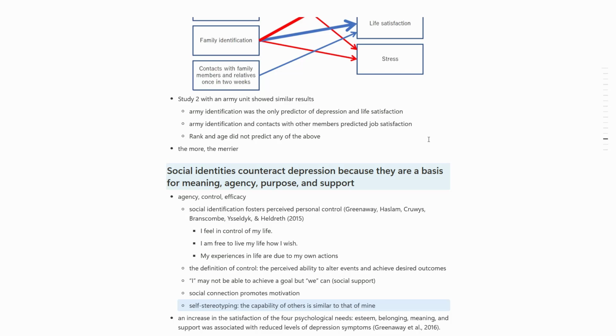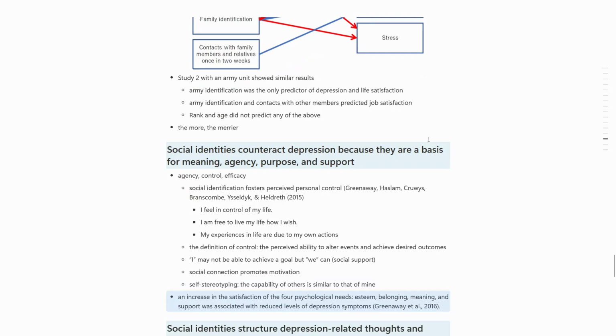So through this kind of cognitive process, social identities can increase agency, and an increase in the satisfaction of the four psychological needs, such as esteem, belonging, meaning, and support, was associated with reduced levels of depression symptoms. By belonging to groups, people can feel higher self-esteem, maybe partly because they can feel higher self-efficacy. Of course, belonging to groups can also provide a sense of belonging and a lower sense of loneliness. It can also provide meaning and support. And satisfaction of these needs is related to reduced depressive symptoms.